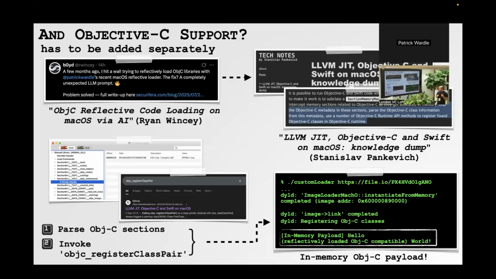Swift is a little trickier, but it actually still works. You just have to make sure your loader and the payload are compiled with the same version of Swift, because a lot of Swift versions are incompatible. This is also why I refuse to write Swift. It's changing all the time. Rude. But this is cool. So now we have Objective-C and Swift payloads that can be executed from memory.